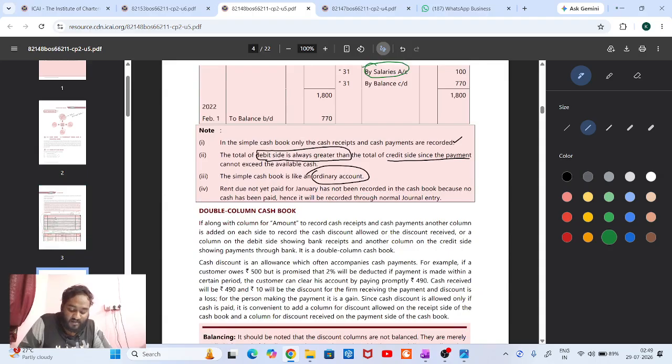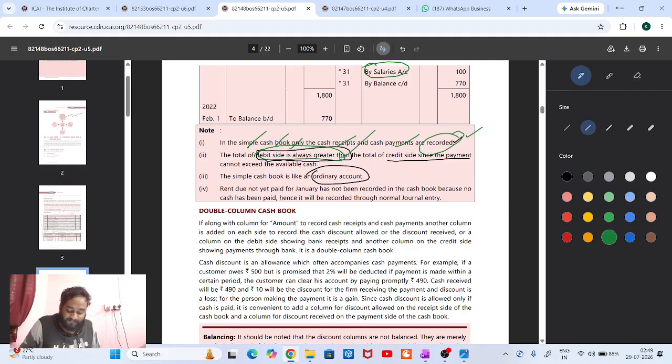there are a few things. In a simple cash book, only cash receipts and cash payments are recorded, right? Debit side is always greater. Do you know any company that is being run in losses? I can name a few, like mutual funds, ICICI Prudential, etc. But can you tell me one company in this whole world which has a negative cash balance? At best you might have 0 rupees in your purse, but not minus 100.